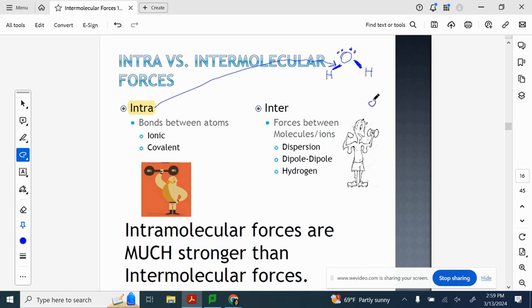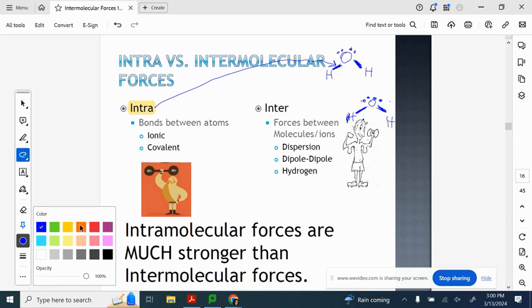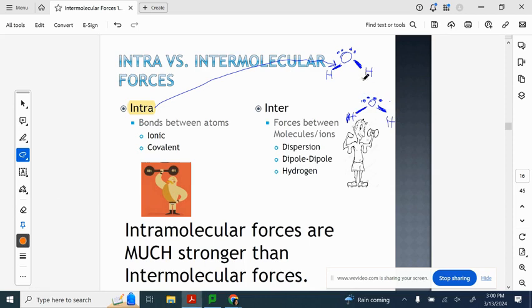Intermolecular forces are going to be forces between molecules. I don't know why that box is there. There, make it go away. So here I've got another water molecule. Okay, and I've got intermolecular forces between there. So I'm going to draw those with a dashed line. That dashed line shows that they're weaker forces. They're not as strong.